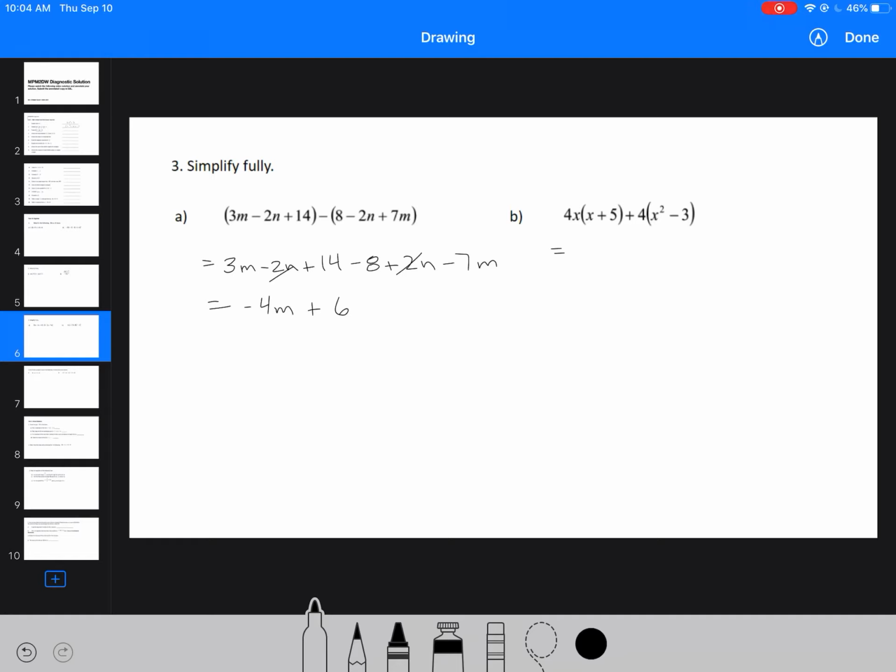Here, and I'm going to expand again, 4x squared plus 20x plus 4x squared minus 12. So here I've got 8x squared plus 20x minus 12. This year we'll learn further how to factor those so that you can fully simplify them, but it's not necessary here.